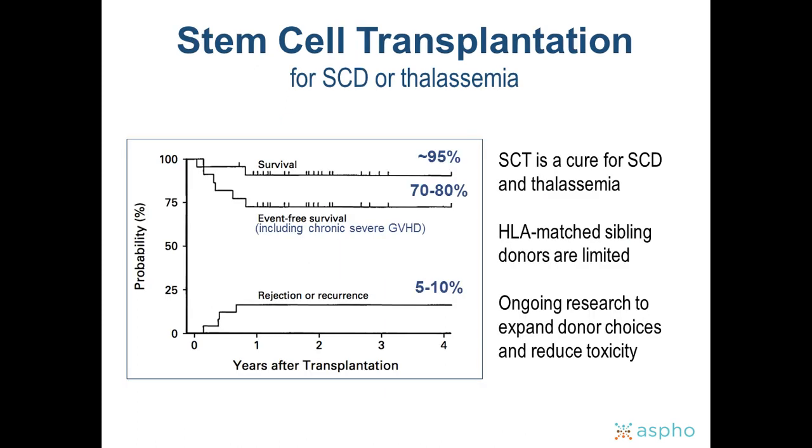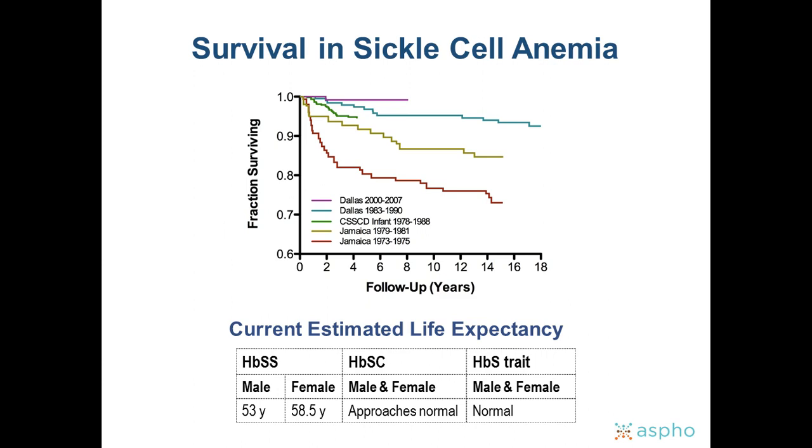You can cure, again, sickle cell and thal. The problem is chronic graft versus host disease, limitation of HLA-matched siblings, and there's lots of ongoing research to expand donor choices and reduce toxicities.